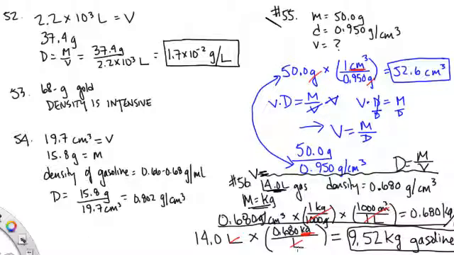Instead, I used density as a conversion factor to get my liters to cancel out and be left with the units of kilograms, which is my unit of mass. But operationally, it is the same thing because here I've taken volume and multiplied it by density. Volume times density does equal mass.